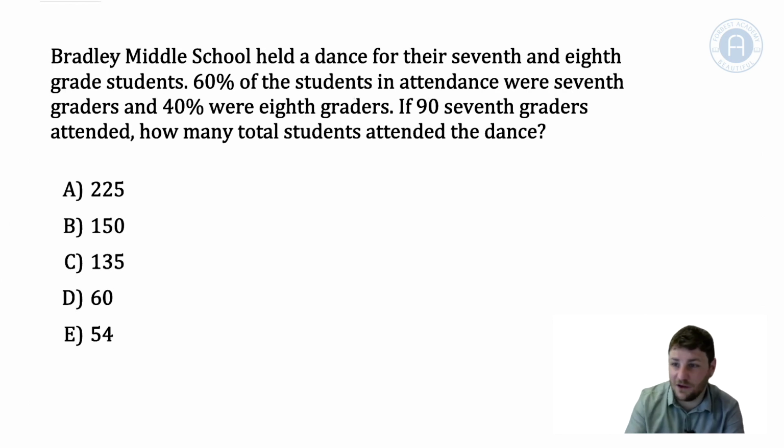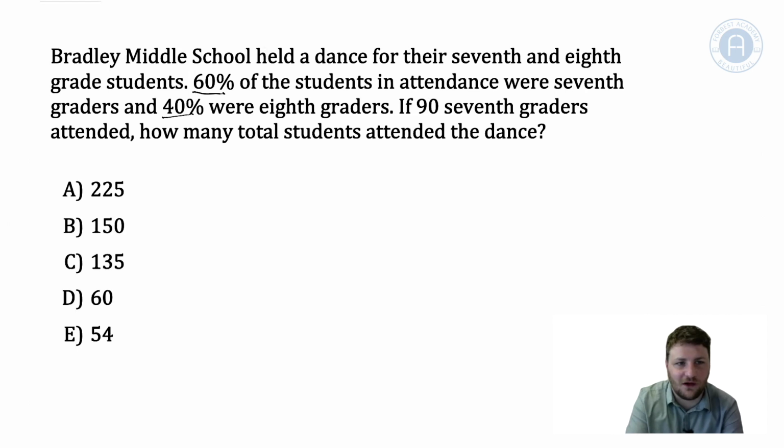Okay, so we know that we've only got 7th graders and 8th graders here, because obviously we've got 60% being in the 7th grade and 40% being in the 8th grade. 60 add 40 is 100. So that's all of our numbers. That's everyone accounted for, 100%.